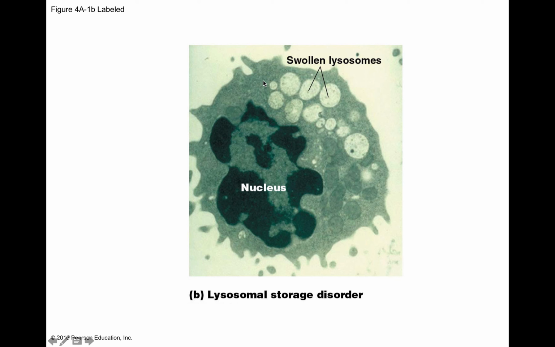Okay, this is just an example of a cell transmission electron micrograph that has a picture of some lysosomes that are unusually large. They have a lot of components in there that is characteristic of a lysosomal storage disorder. This is not typically how lysosomes look. It's just an example to show you what a lysosome would look like if it was huge.